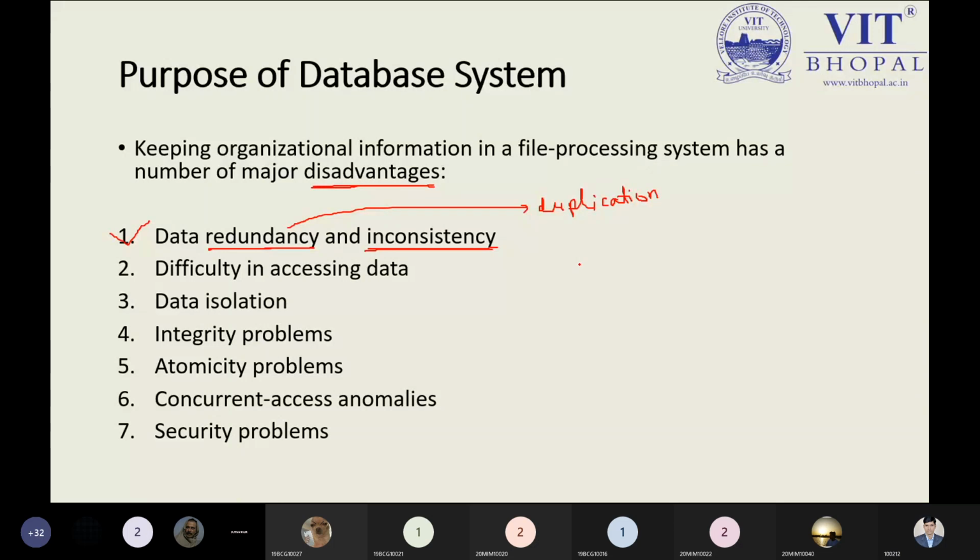Okay, so this is the point. Now, is it clear, or is there anything you need to ask? Is it clear to all? Yes, sir. Okay. The next point is difficulty in accessing data. Who will tell? Who will tell about difficulty in accessing data?